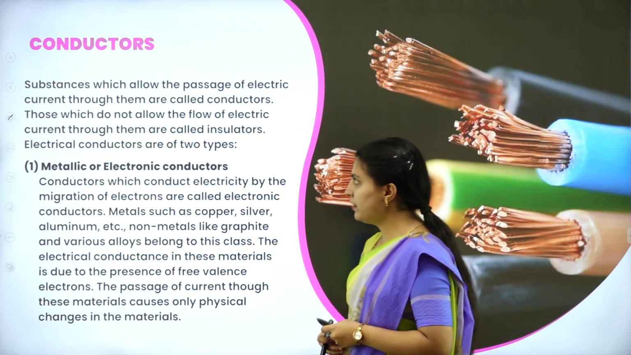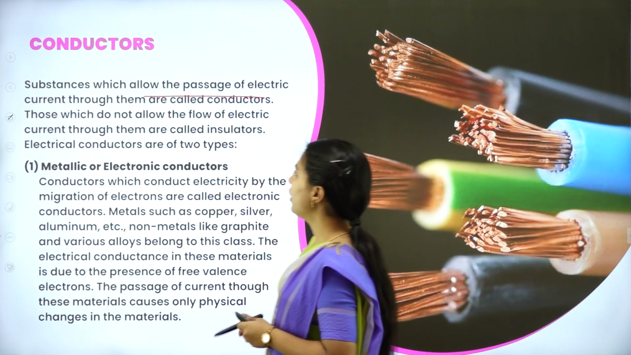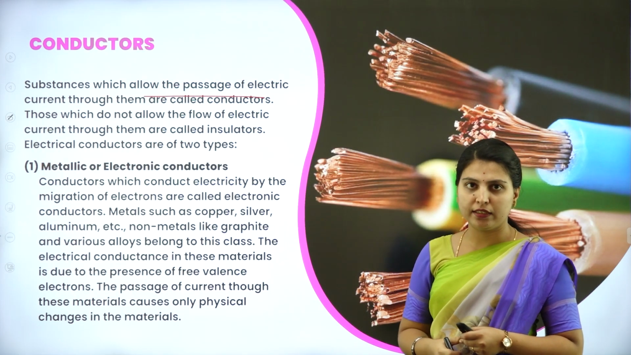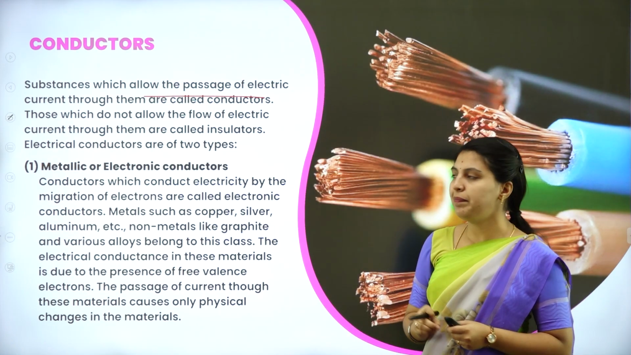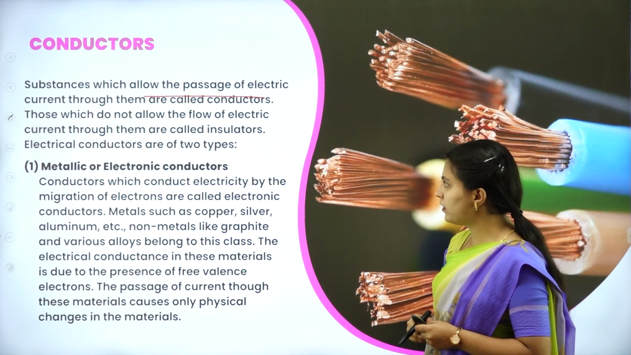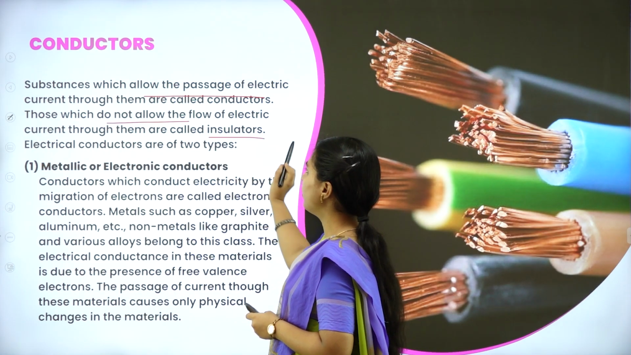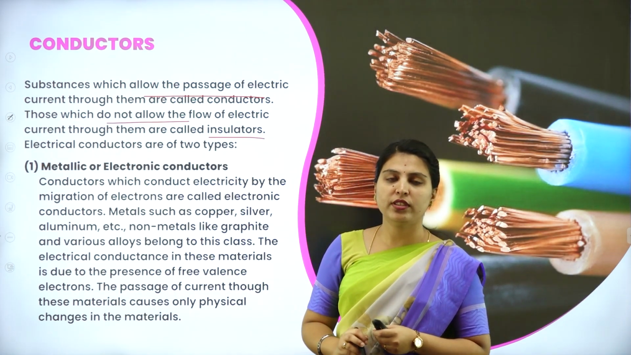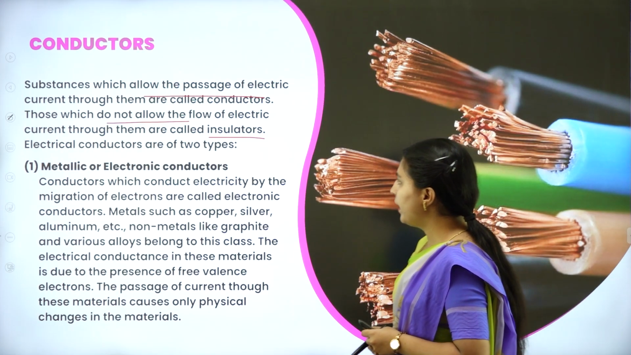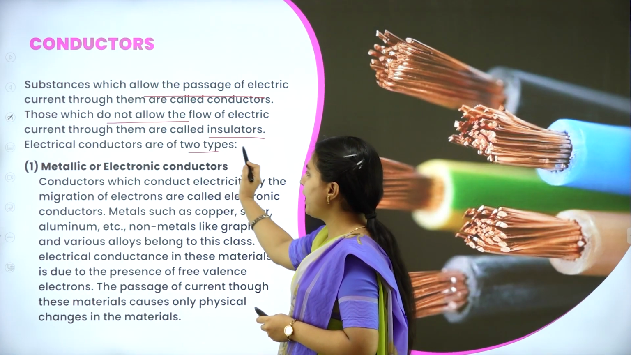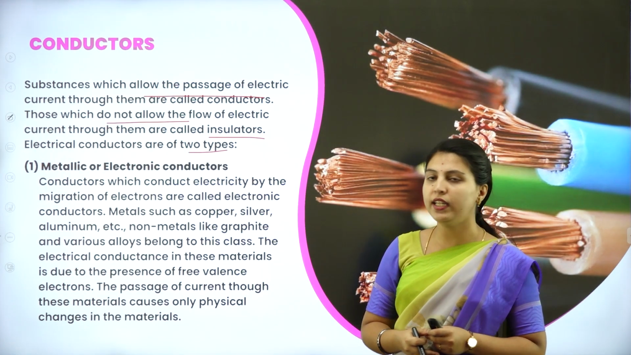Next, conductors: substances which allow the passage of electric current through them are called conductors. Substances which do not allow the flow of electric current are called insulators. These are the two kinds of substances with respect to electric current. Electrical conductors are of two types: metallic or electronic conductors, and non-metallic or ionic conductors.